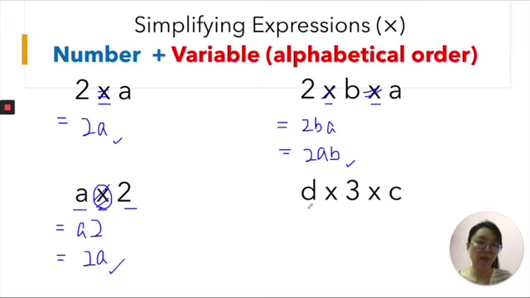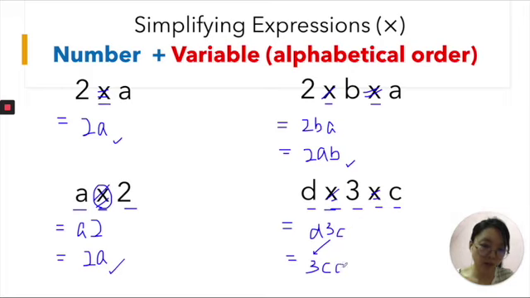Last one, what if I have D times C times D times 3 times C? Different terms. D is different from 3, 3 is different from C. But with multiplication, I can just put all of them together. So, D, 3, C. But remember, I have to rewrite it again. Number first, so 3 comes first. And then you start singing your song, A, B, C, D. So C comes first, then only D. The answer is 3CD.